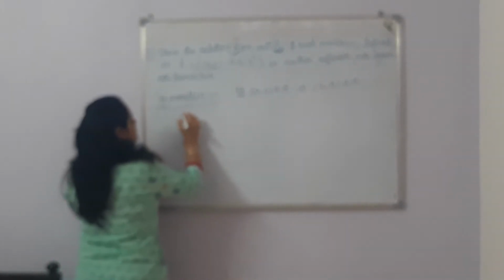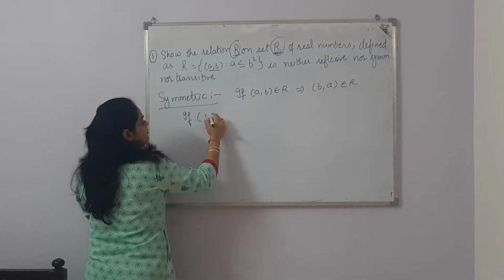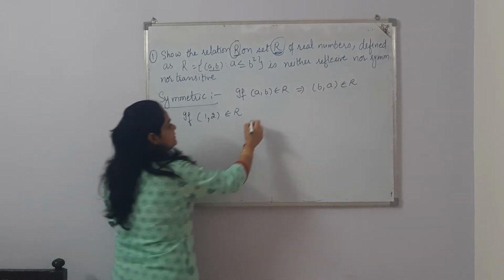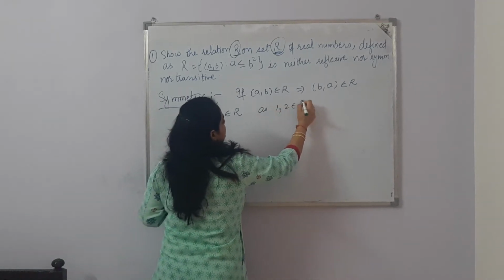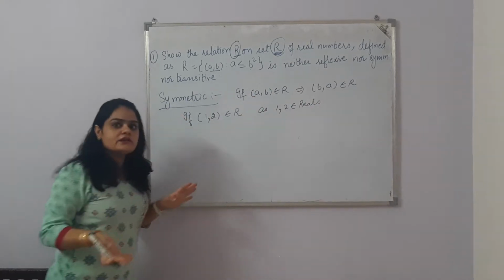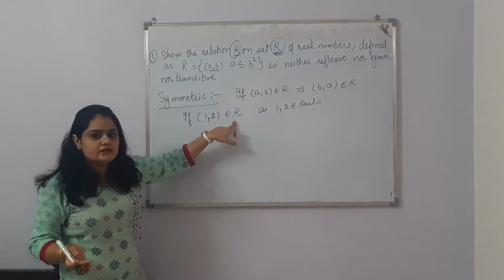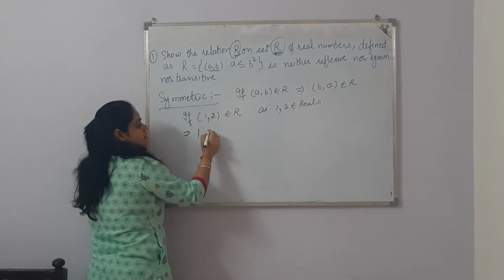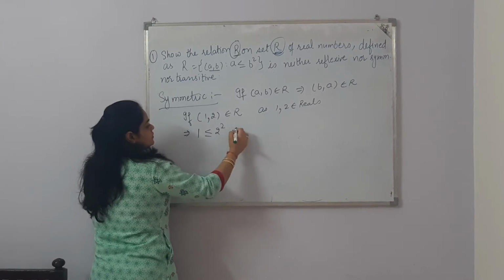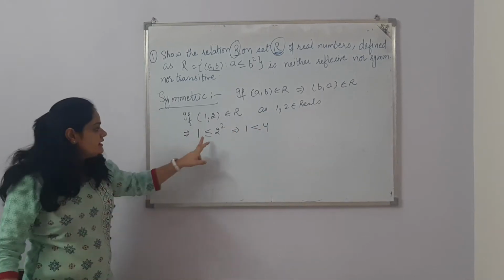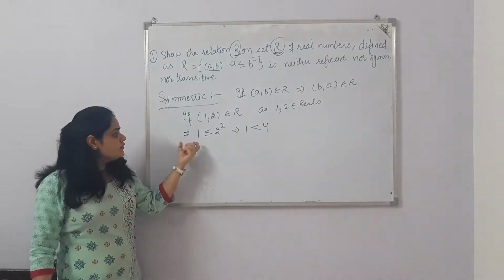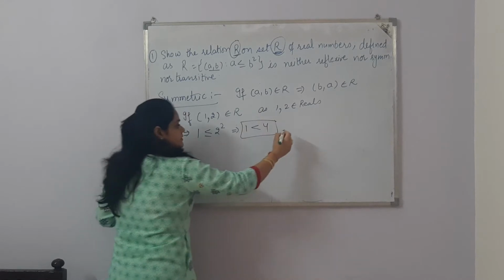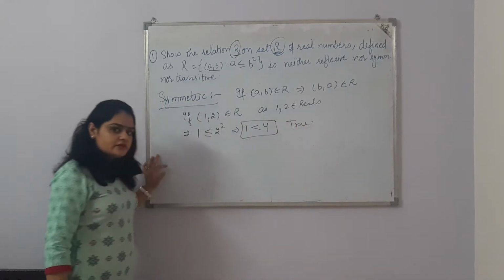Let's take one example. If (1, 2) belongs to R, of course 1 and 2 are both real, and (1, 2) belongs to the relation. What is the relation here? This is a, this is your b, 2 square. So of course 1 is less than 4. It is not equal, at one time one relation can be true. So 1 is less than 4. This is true now.